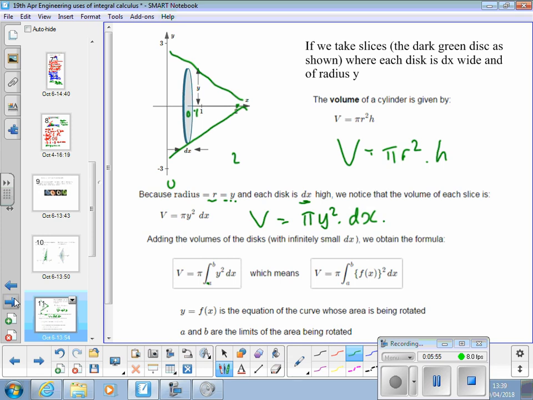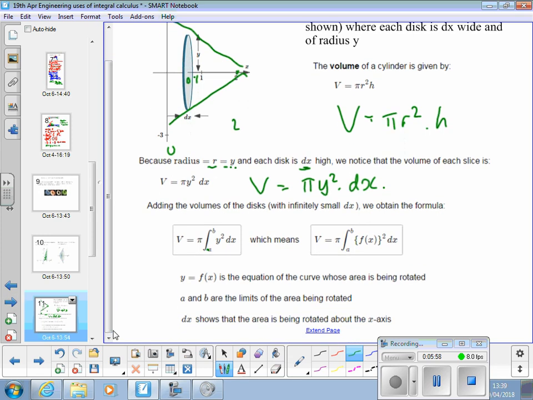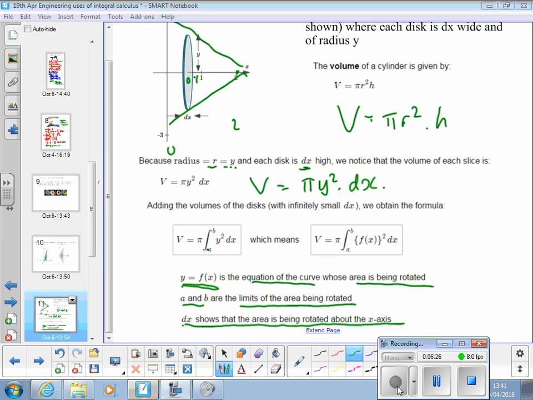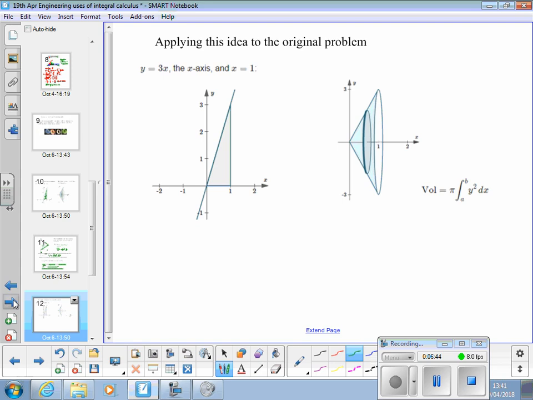If r is equal to a function, and that's the equation of the curve being rotated, and equally we could rotate a function about the x-axis. Back to our original problem.